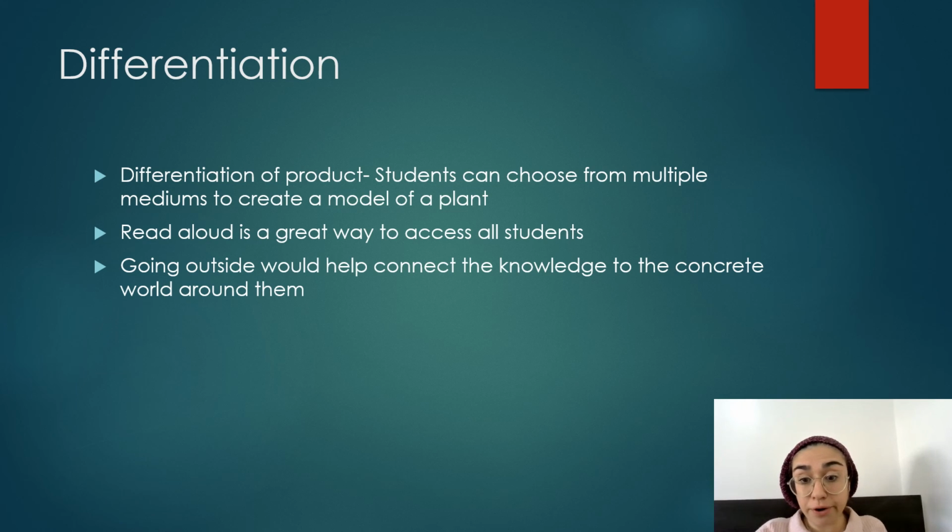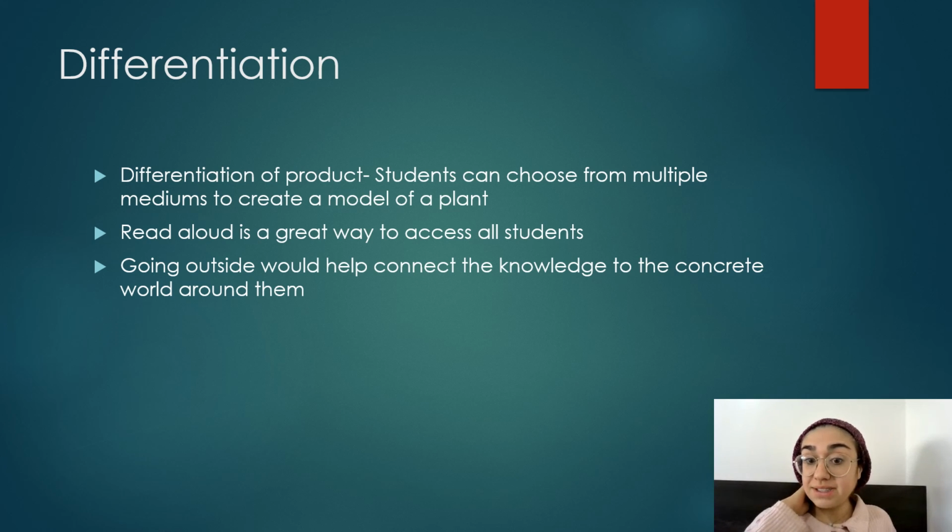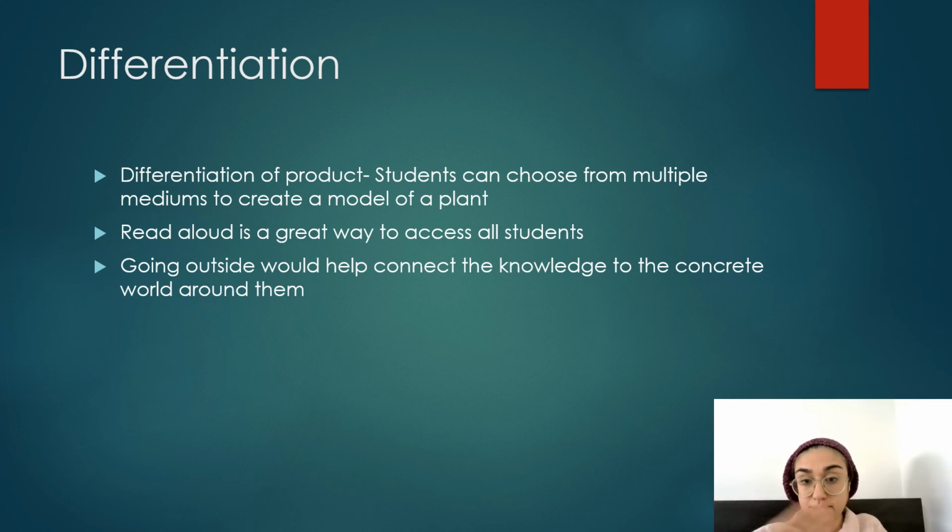Someone could do it on a computer. Maybe they're better at that visually. Someone could do it out of clay. Maybe they're very kinesthetic or artistic in that way. Someone could maybe find the parts of a plant outside and label it, glue it, put it into their notebook like that. Just some different ideas, give them differentiation, have all students be able to use their strengths.